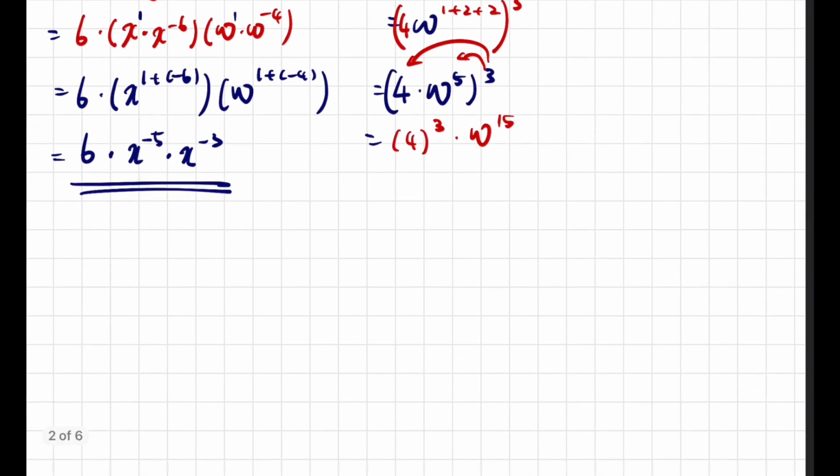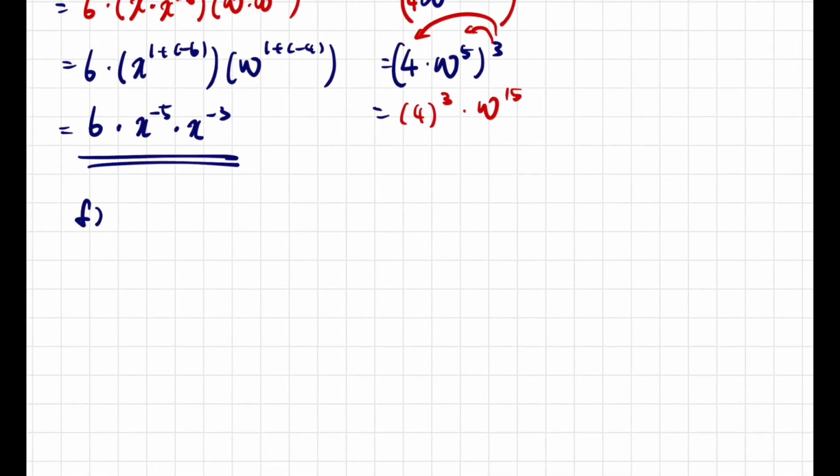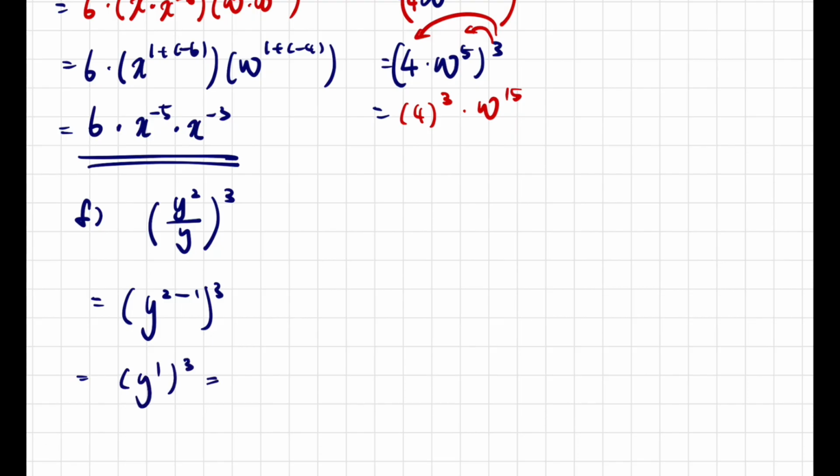And then lastly, the question F, we have y to the power of 2 over y to the power of 3, right? So we have a bracket and to the power of 3. Using the quotient rule, we're going to subtract first, right? To the power of 3. Then we have y to the power of 1 to the power of 3, which is the same as y to the power of 3. So I have finished showing you the answers for the example number 1 practice questions.